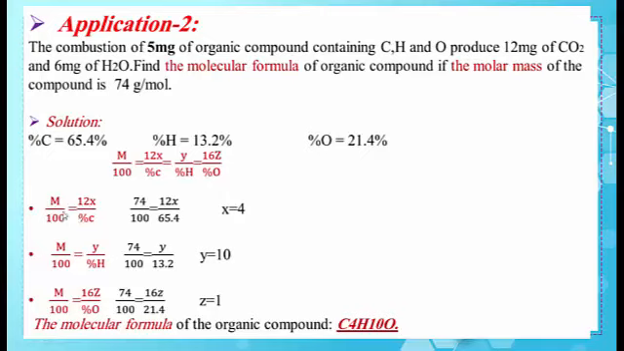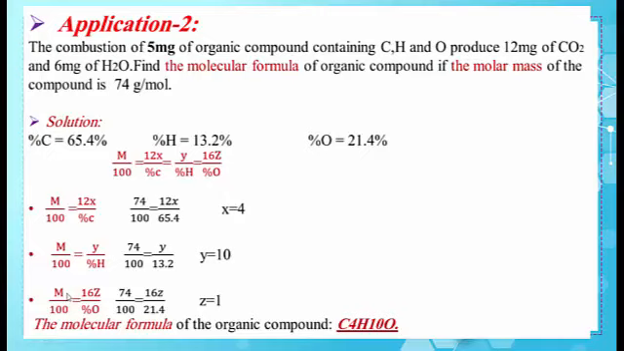We take the first two fractions, say that molar mass of the compound over 100 is equal to 12x over the percentage biomass. The molar mass of the compound is 74, so 74 over 100 is equal to 12x, where x is the subscript of carbon, over the percentage biomass of carbon, which is 65.4. Then we find that x is approximately equal to 4. Also, the molar mass of the compound over 100 is equal to y over the percentage biomass of hydrogen. Then 74 over 100 is equal to y over 13.2%. Then y is approximately equal to 10.